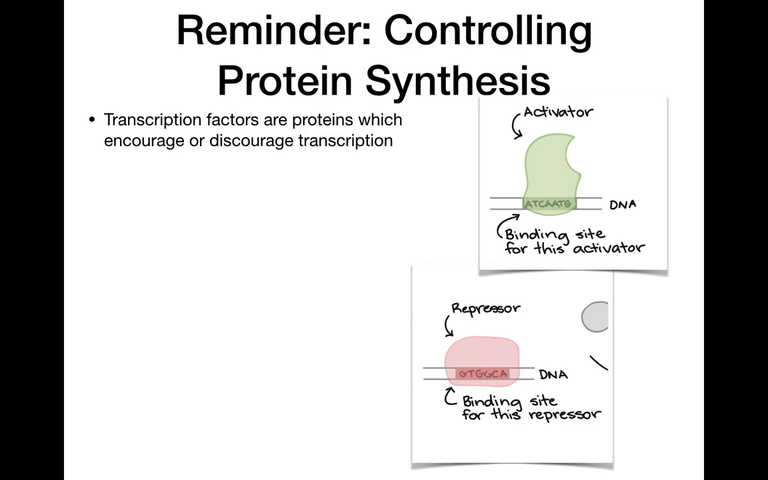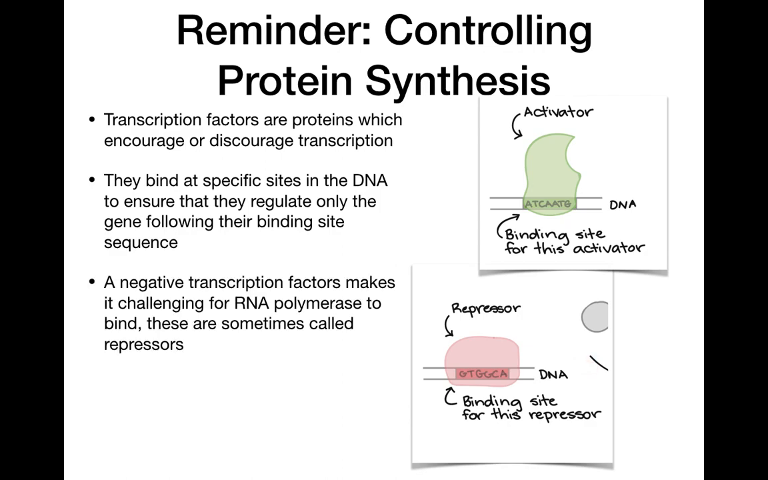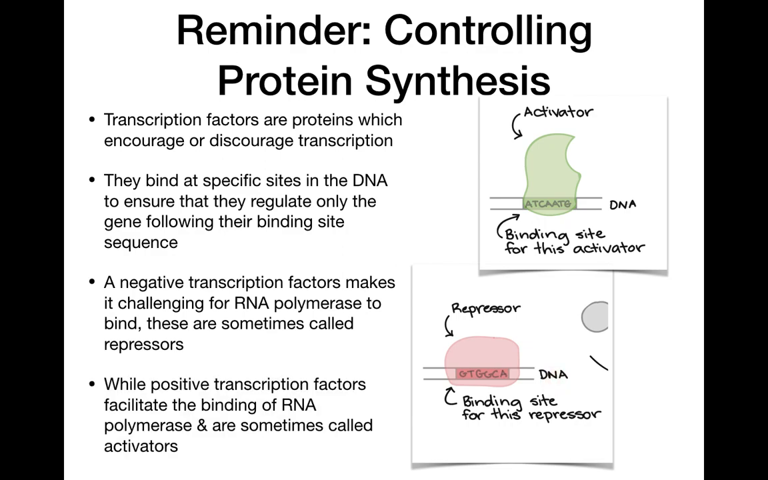So transcription factors are the proteins which are going to encourage or discourage transcription, taking that gene and transcribing it into an mRNA, so it can then be translated into a protein. So they're going to bind at specific sites. There's a sequence in the DNA they bind to. Here's an activator, here's a repressor, and they only regulate the genes that come after their sequence. Okay, so negative transcription factors like this one, they make it really hard for RNA polymerase to bind, so it can't transcribe that DNA after, whereas an activator, a positive transcription factor, is going to encourage RNA polymerase to come along and then transcribe that.